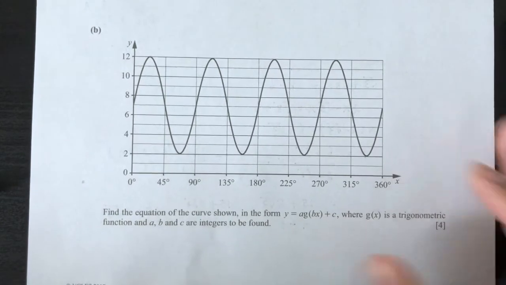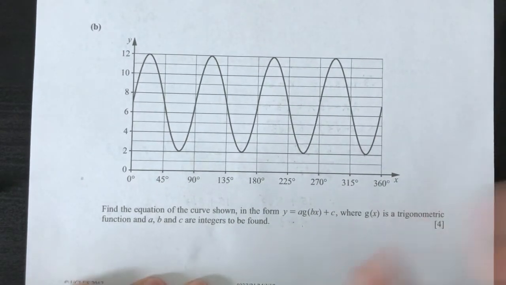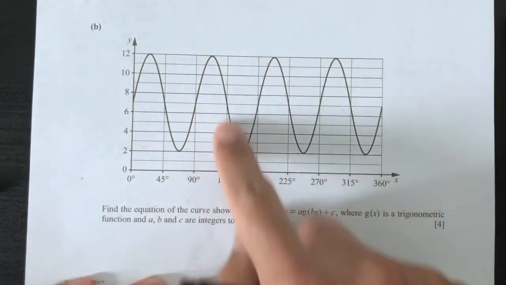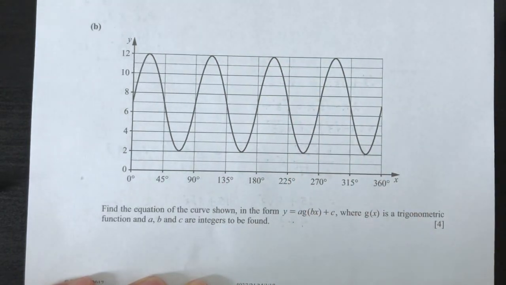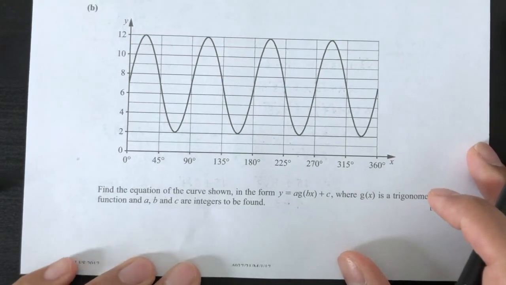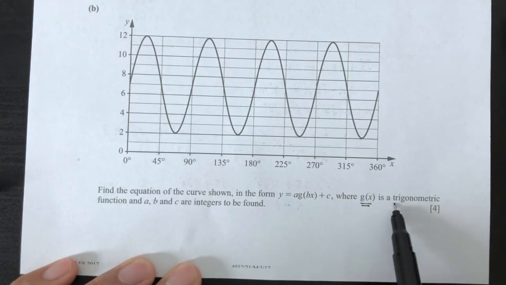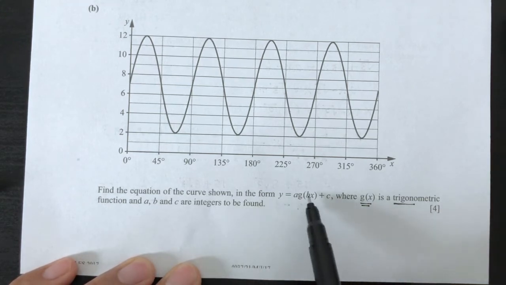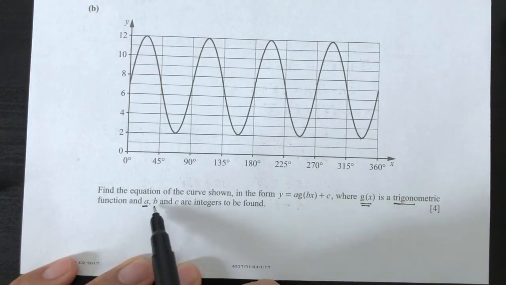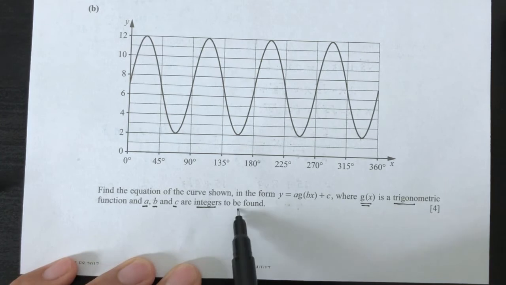Now for part B, here we have a curve. As you can see, this is a trigonometric curve. It tells me to find the equation of the curve shown in the form of this plus c, where g of x is a trigonometric function, and a, b, and c are integers to be found. So let's try one by one, right?